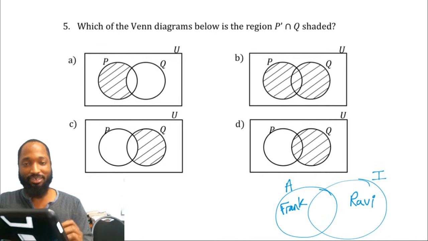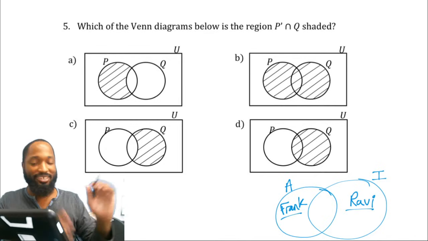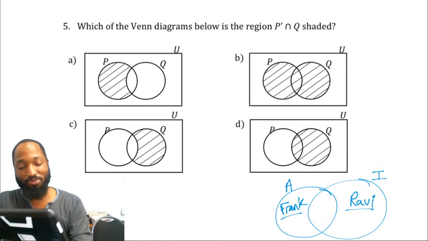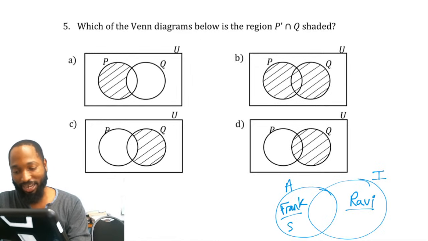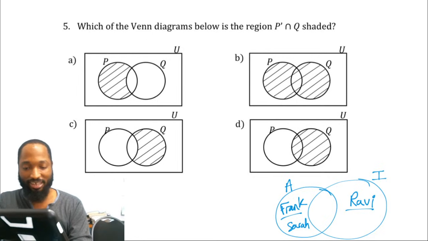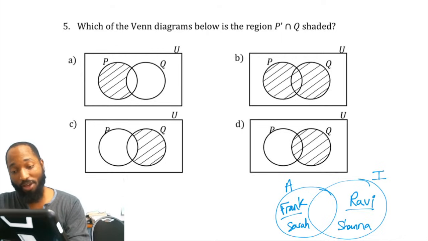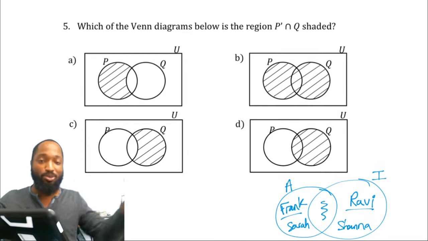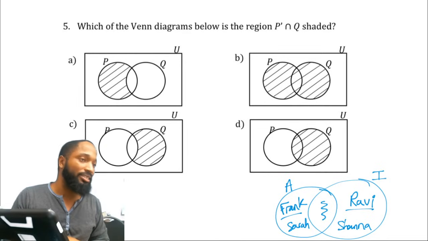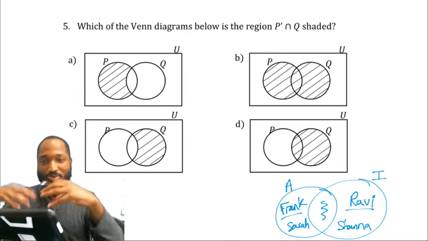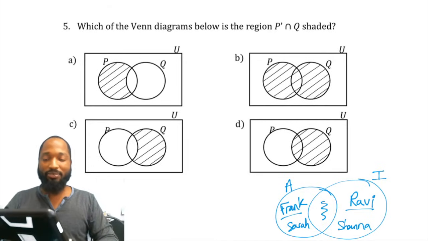No, I'm not insinuating anything between Frank and Ravi. Please. I'm just saying that we could have other people inside here too, right? Like Sarah and Shania or something. You could have different names inside here. But if you have a name inside here, it means that you're a Douglas, right? You mix, because you're incorporating both aspects of the sets.